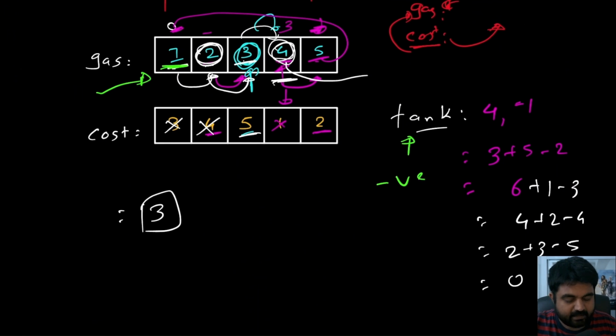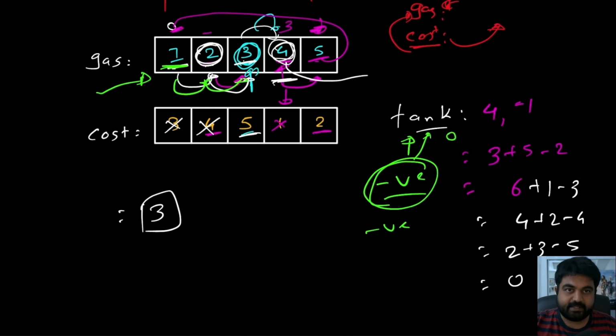If the current tank goes negative, we can simply choose the starting point as the next element. And once again, if it goes negative, we choose the next element as the starting point, and we keep on repeating the same process. And the moment the tank goes negative, we just reset the tank value to 0. And that is the whole logic to solve this problem.